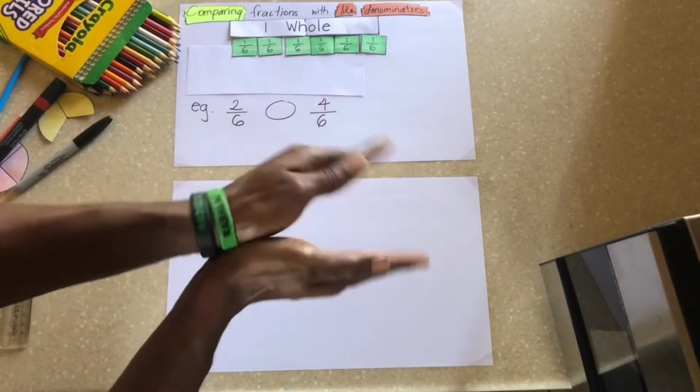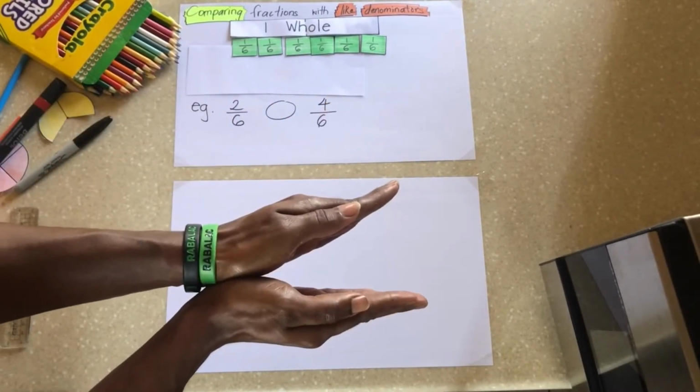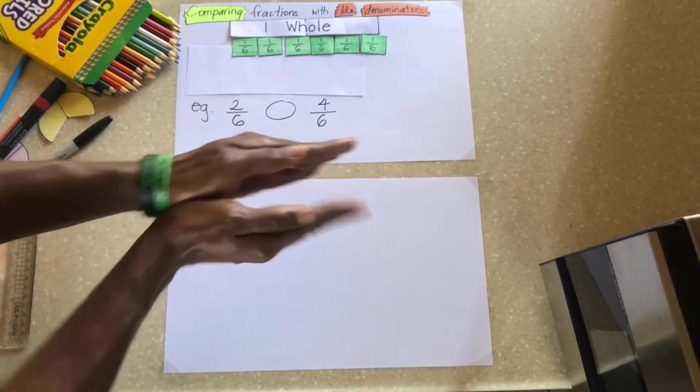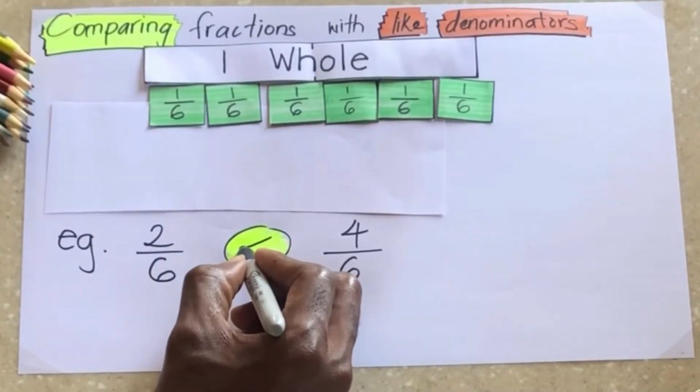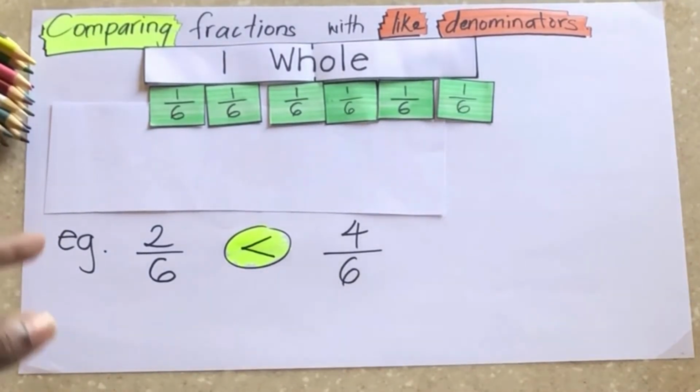So we're going to write our conclusion by putting in a sign that would make the expression true. So the crocodile mouth would open towards the larger fraction. So that's it for comparing fractions.